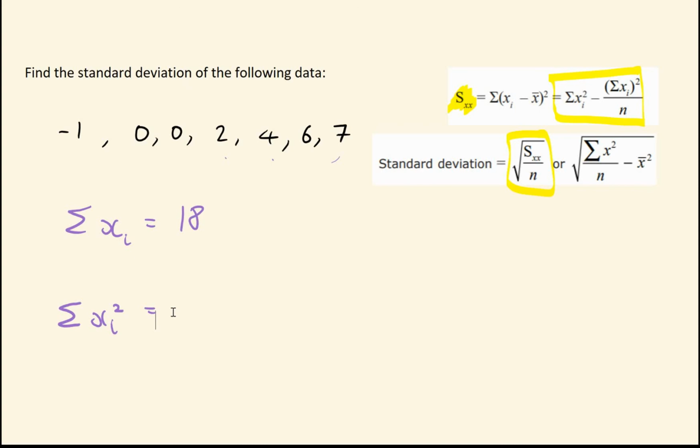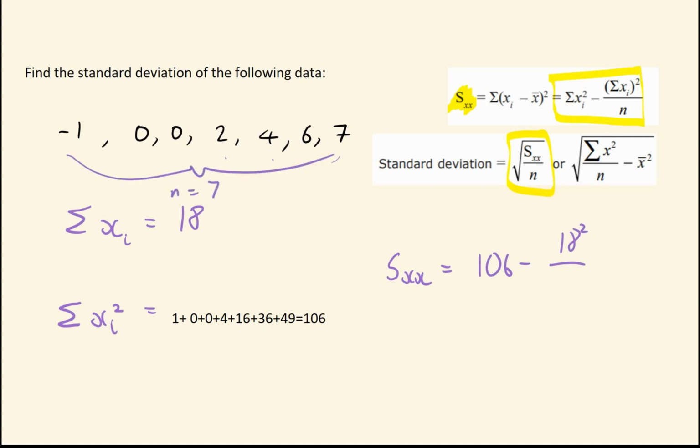The sum of x squared will be the sum of the squares of my values. So minus 1 squared is 1, 0 squared is 0, 0 squared is 0, 2 squared is 4, 4 squared is 16, 6 squared is 36, and 7 squared is 49. And that gives me the sum of xi squared. Now I can use this formula. So Sxx is going to be 106 minus 18 squared over the number of pieces of data I have. Here you've got 7 pieces of data, which means n is going to be 7. So let's work that out.